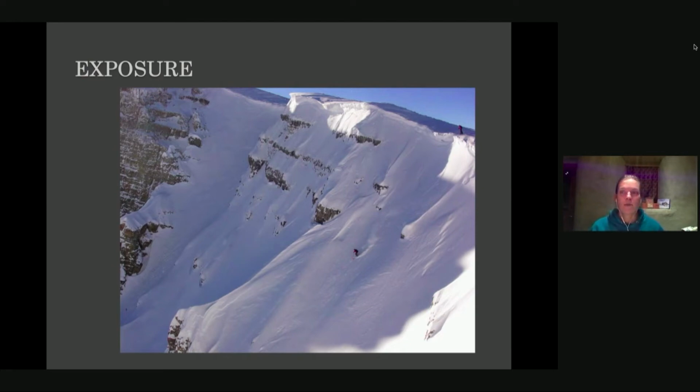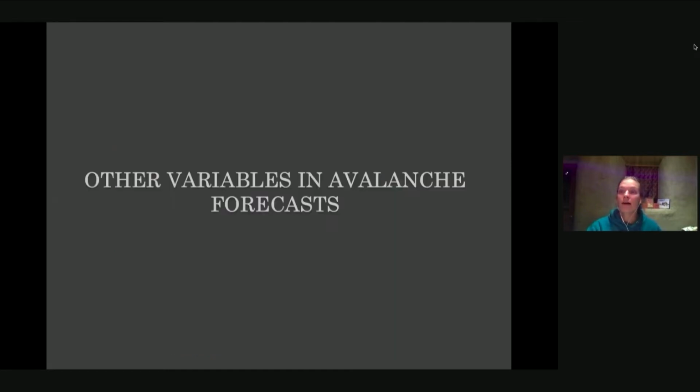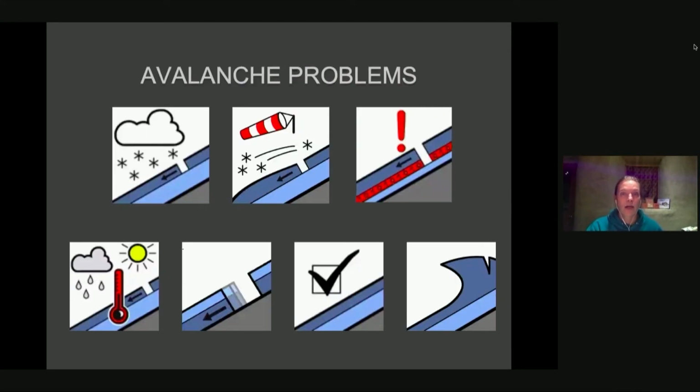Other outside examples, I can change my exposure if I'm an investor by diversifying and not having all of my money in one stock. So I can think about that as well. And if I change my exposure, I change that overall risk equation as well. Other variables that avalanche forecasters are going to talk about, or your partners when you're ski touring or snowmobiling, are the avalanche problems.